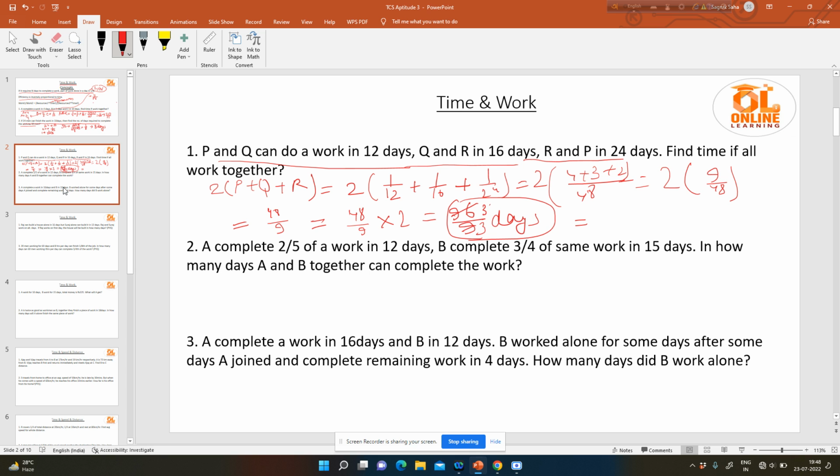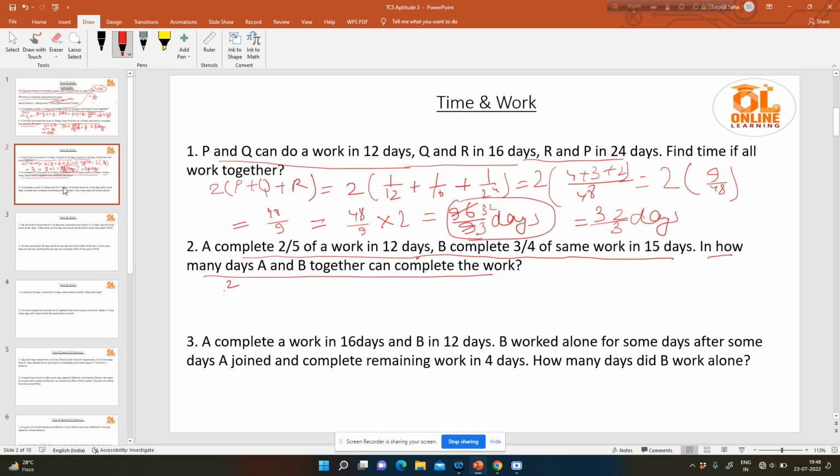It would be 32 by 3 days, right? Hope you have understood. Now, A completes 2 by 5 of a work in 12 days. B completes 3 by 4 of the same work in 15 days. In how many days can A and B together complete the work?